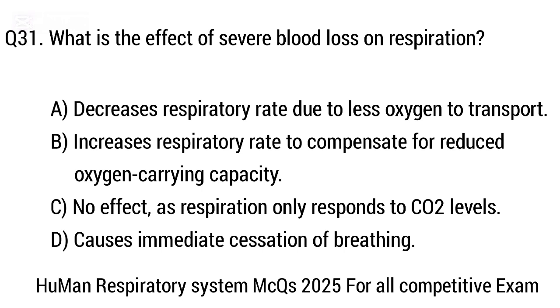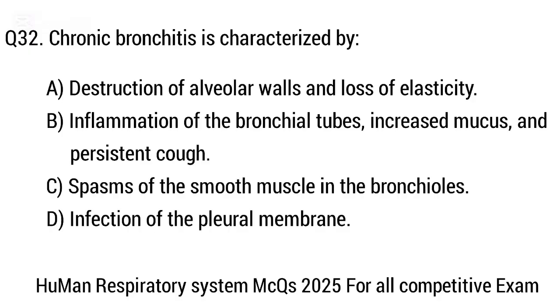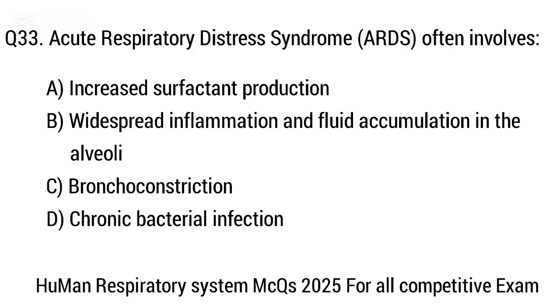Question 31. What is the effect of severe blood loss on respiration? The right answer is option B. Increase respiratory rate to compensate for reduced oxygen carrying capacity. Question 32. Chronic bronchitis is characterized by. The right answer is option B. Inflammation of the bronchial tube, increased mucus, and persistent cough.